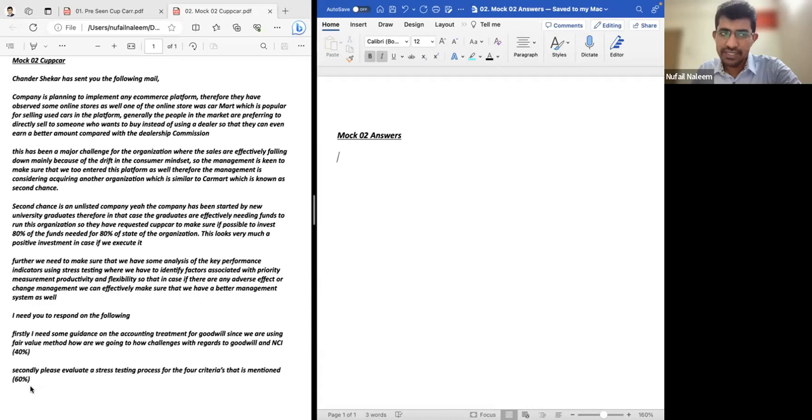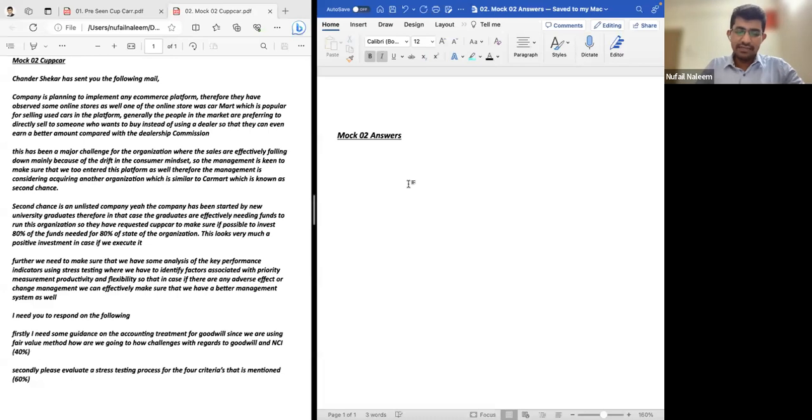Now, if you observe this question, let's observe the first one. Firstly, I need some guidance on the accounting treatment for goodwill, since we are using the fair value method, and how are we going to have challenges with regards to goodwill and NCI? So we are going to have some explanation with regards to the challenges on the goodwill calculation with regards to NCI for this case study. Secondly, please evaluate a stress testing process for the 4 criteria that is mentioned. Stress testing is an area in risk management, P2. So we are going to analyze those two with our common sense and the technical understanding.